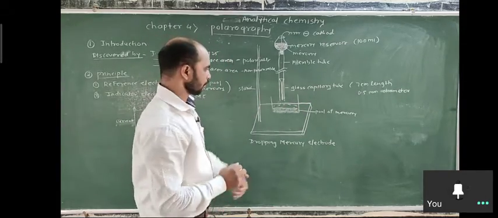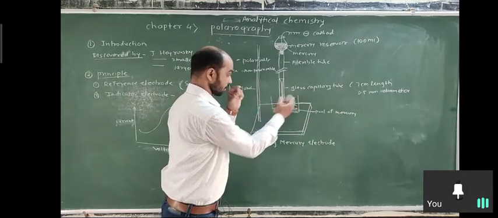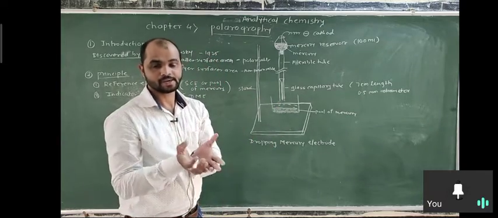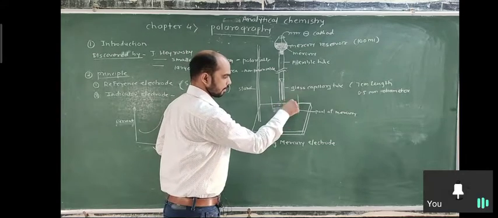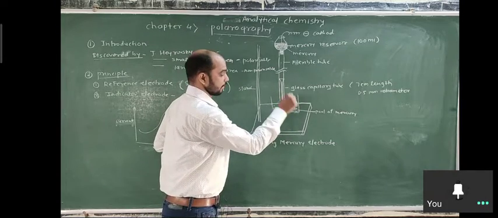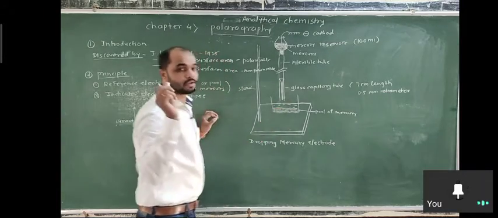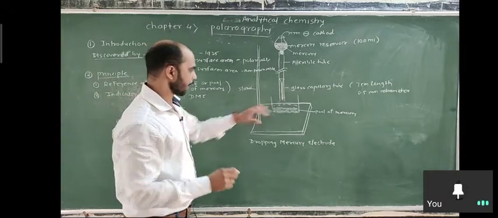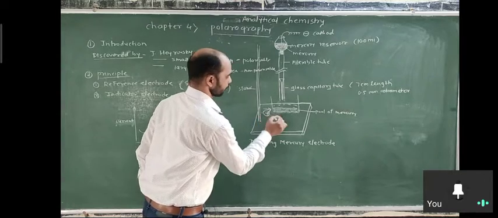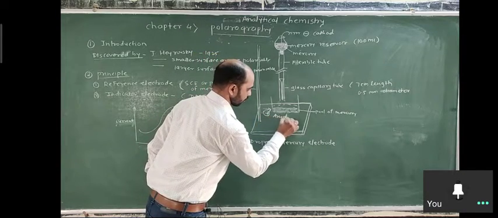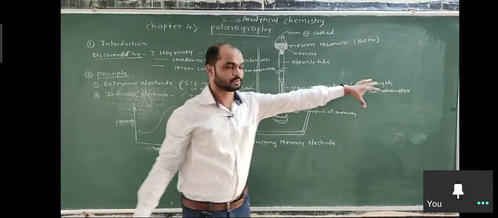Here is the flask containing the analyte, which means the substance going to be analyzed. With that, the reference electrode is present. It may be a calomel electrode, a saturated calomel electrode, or a pool of mercury. Here is the positively charged anode, here is the cathode, the circuit is attached, and the current is applied.